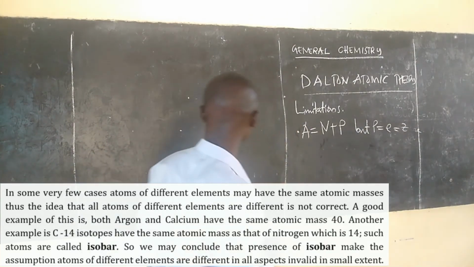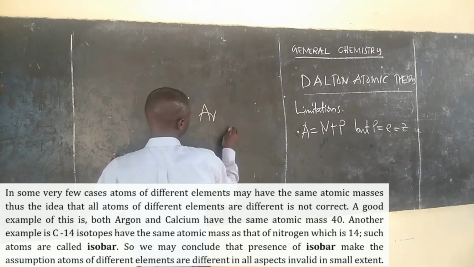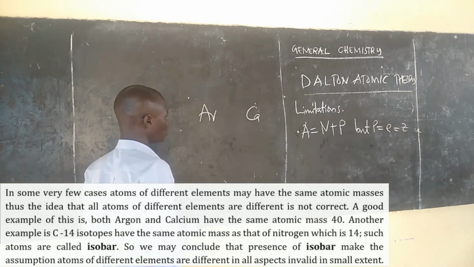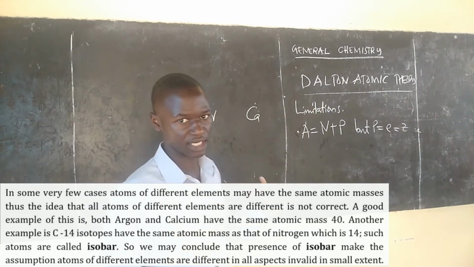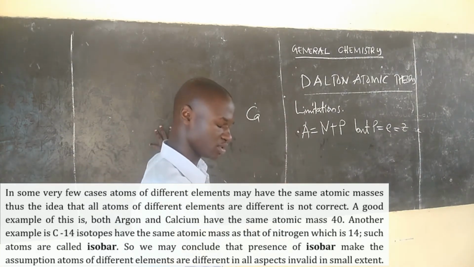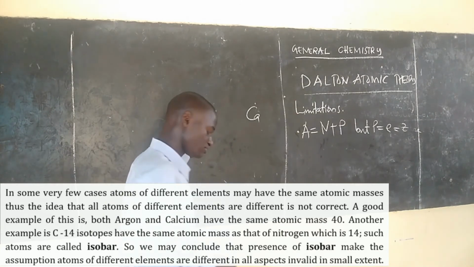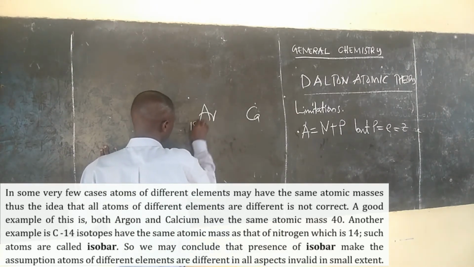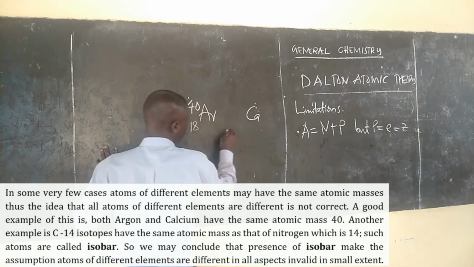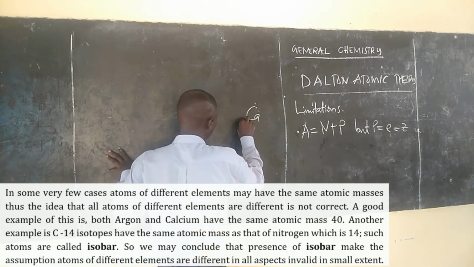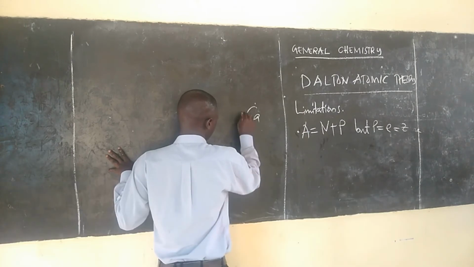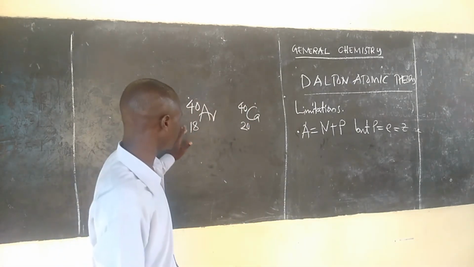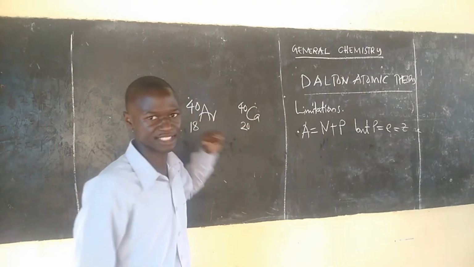So, if we have argon and then you have calcium, argon, if we are counting the atoms in the periodic table, this will be number 18. Then it has mass number 40. And this is atomic number 20. The mass is 40. So these are the atoms of different elements, but they have the same mass.